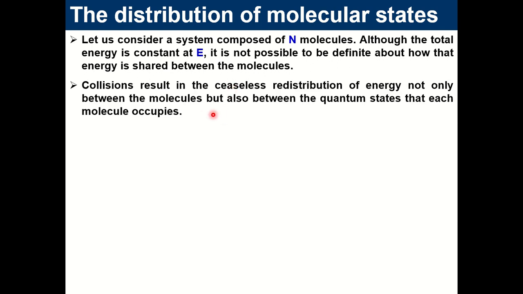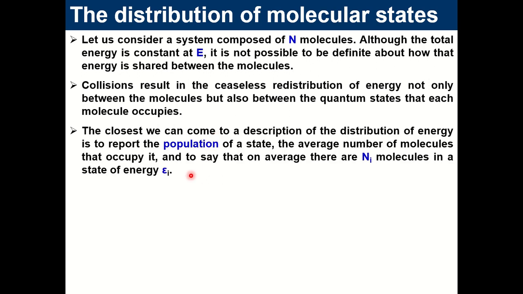And the molecules are going to be randomly moving within a system, if we are considering a gaseous system. So collisions between the molecules will result in redistribution of energy, and it will also change their quantum states. There will be exchange of the quantum states as well within the molecules. So we call this distribution of energy, reported in terms of population of a state. We call it population of a state.